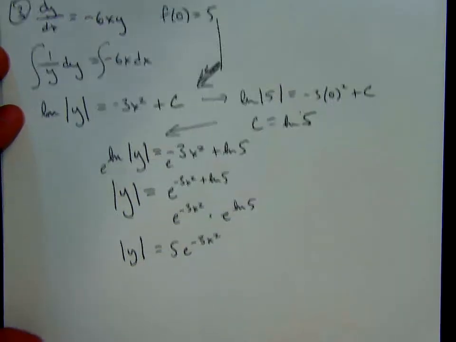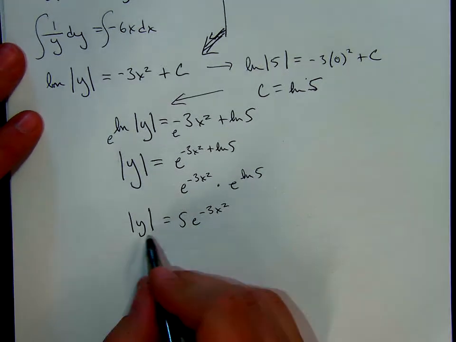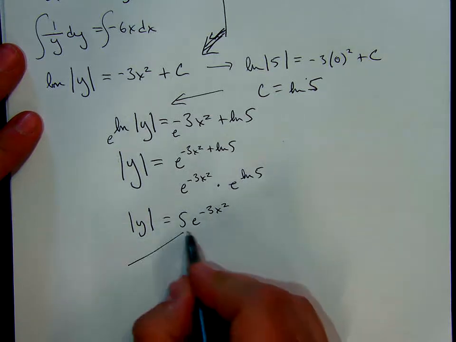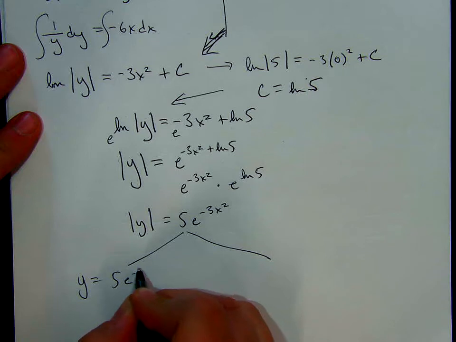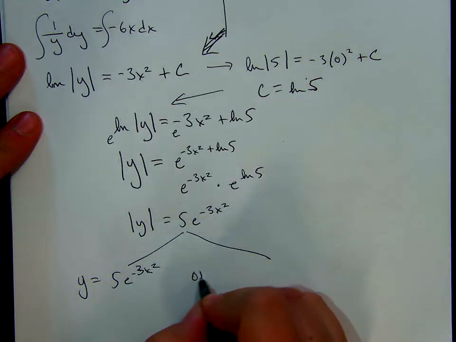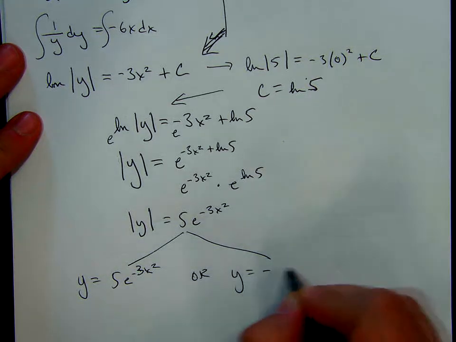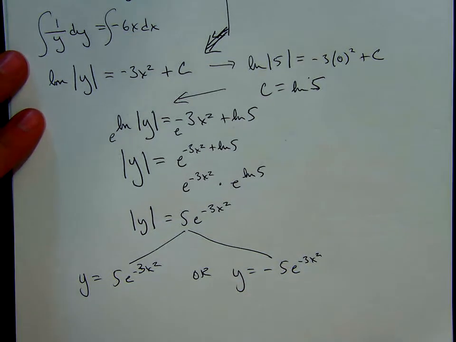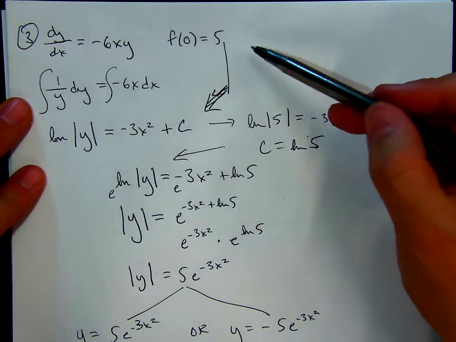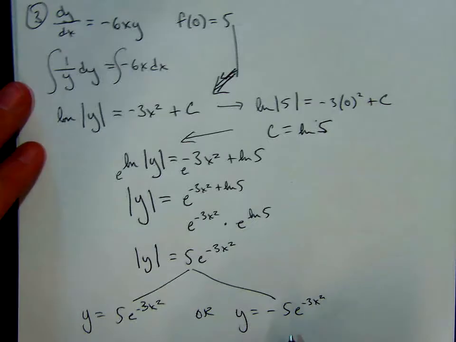Okay, now this is where we have two equations because it's the absolute value of y, so y could either be positive 5e to the negative 3x squared, or y could be negative 5e to the negative 3x squared. To figure out which one it is, we need to use our point. Our point is 0, 5. Remember?